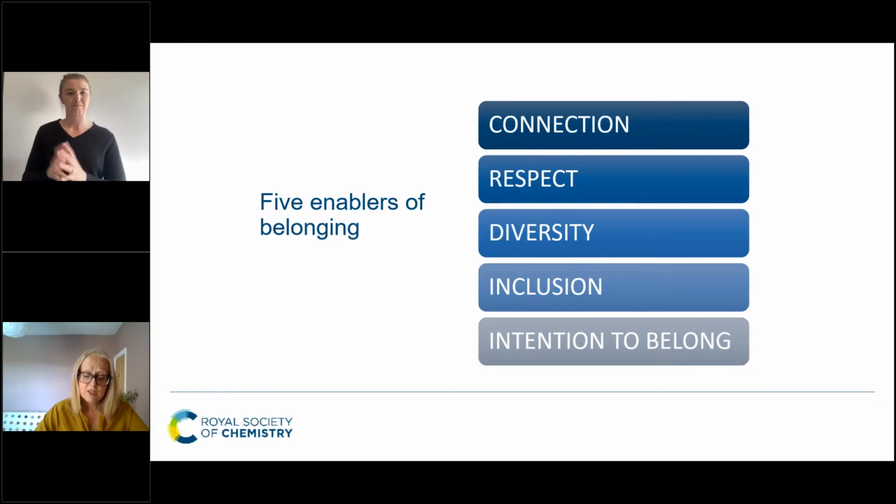Diversity is a really important enabler of belonging too. So not having assumptions made about you or not being the only, as I've just described. Inclusion, when you see the organization that you're working for taking action to create an inclusive culture, reaching out to you, including you in discussions, in meetings, in gatherings, all those actions also help create a sense of belonging.